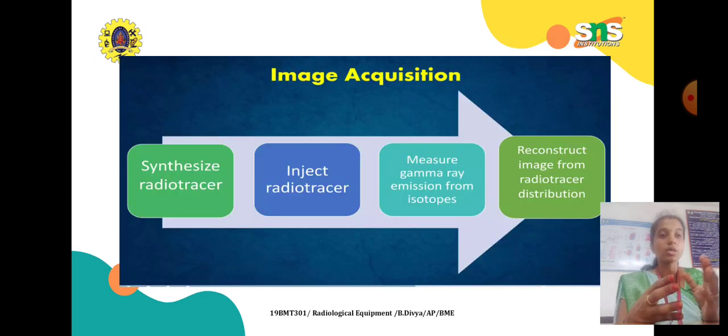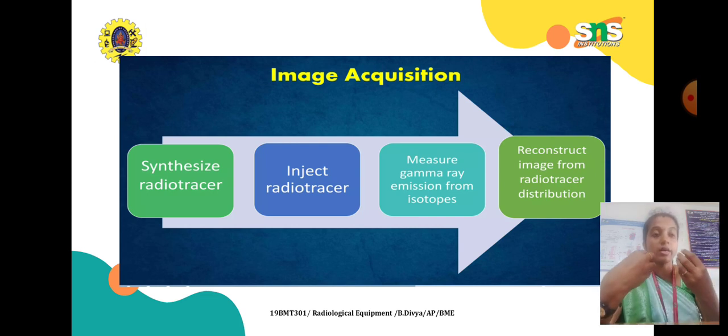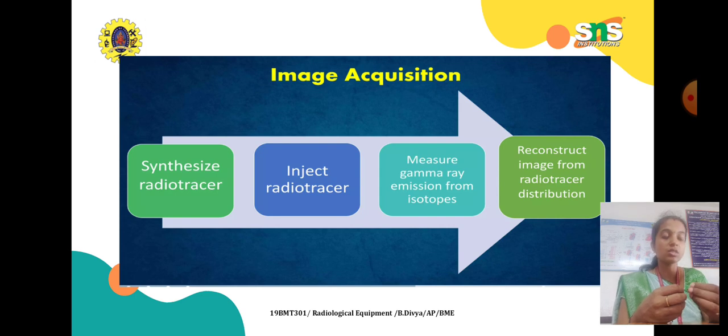Image acquisition: how the images are acquired. Synthesize the radiotracer, inject the radiotracer, measure gamma emission from isotopes, and reconstruct the image from the radiotracer distribution. First, synthesize the radiotracer, identifying which radiotracer we are going to use. Then inject the radiotracer into our body. Then measure the gamma rays: once it has been injected, gamma rays will be produced in the body, and the affected part will be identified.